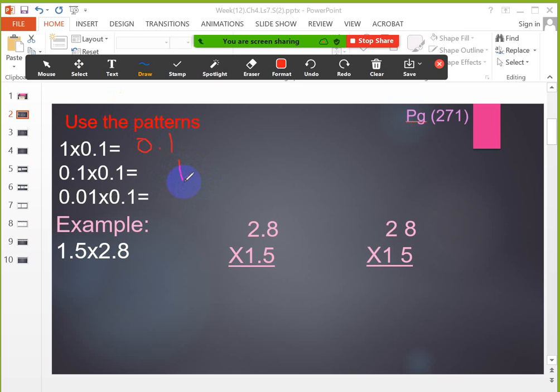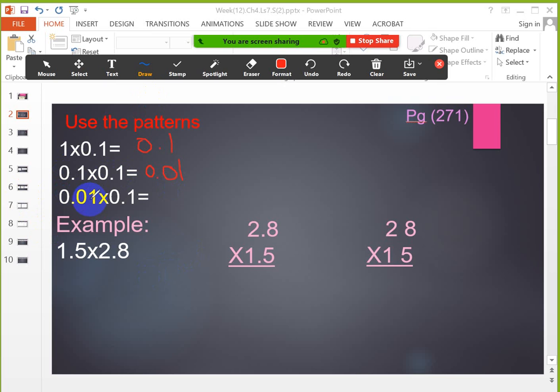That means 1. And here I don't have any numbers. So what do I have to put here? There is no digit next to the 1. That means I will make this digit and fill it with number 0. And then I will move the decimal point. It will be right here. And the product will be 0.01.